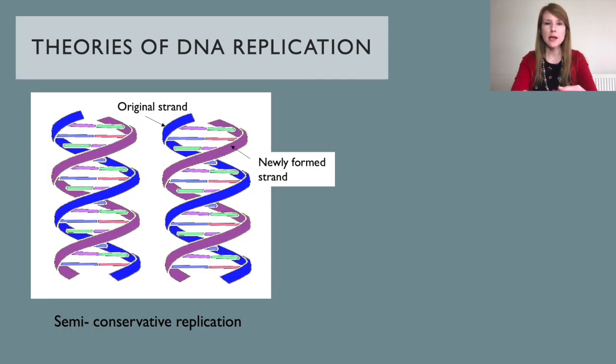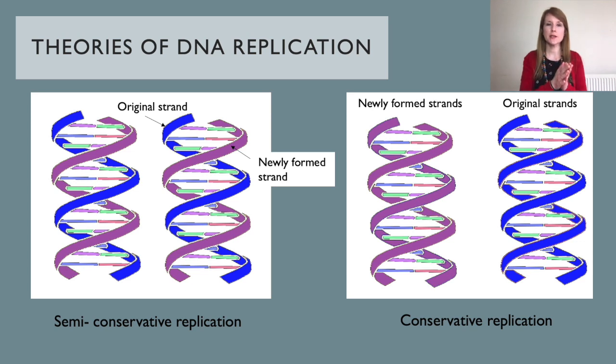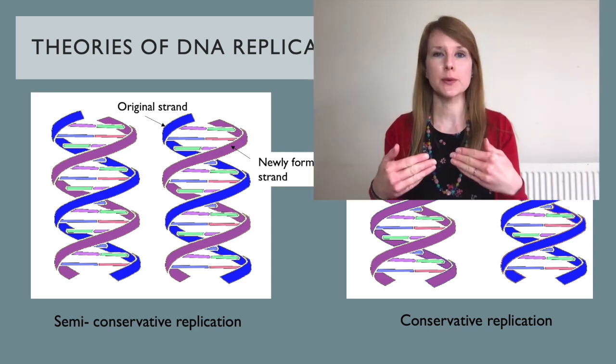So this means that at the end of each DNA replication cycle, you will have an original strand paired with a new strand, and another original strand paired with a new strand, meaning that the original strands have acted as a template for the new strands to form. And this is instead of conservative replication, in which two original strands would be paired with each other and two new strands would be paired with each other after each DNA replication cycle. So this was another theory that was around at the time.